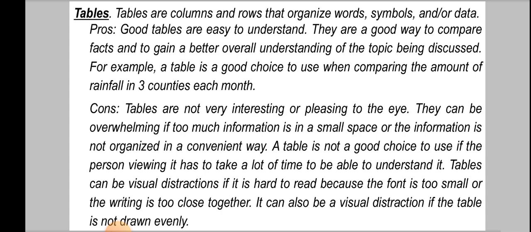Now let's discuss tables. Tables are column-sized rooms that categorize words, symbols, and data. The pros are that good tables are easy to understand. They are a good way to compare facts and to gain a better overall understanding of the topic being discussed. For example, a table is a good choice to use when comparing the amount of rainfall in three countries each month.